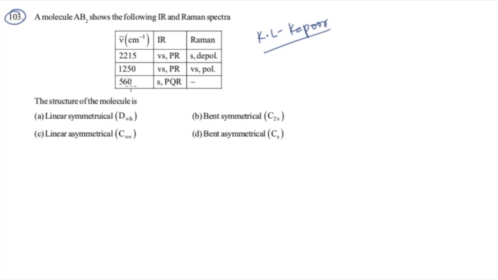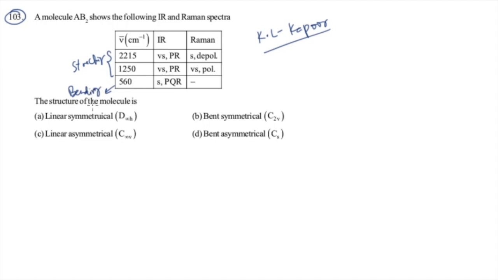Now, if you know the basics of your IR spectrum, you know that the higher IR frequencies are given for stretching. So these two belong to your stretching, and lower IR belongs to your bending. So this is because of bending. These two things you should know.